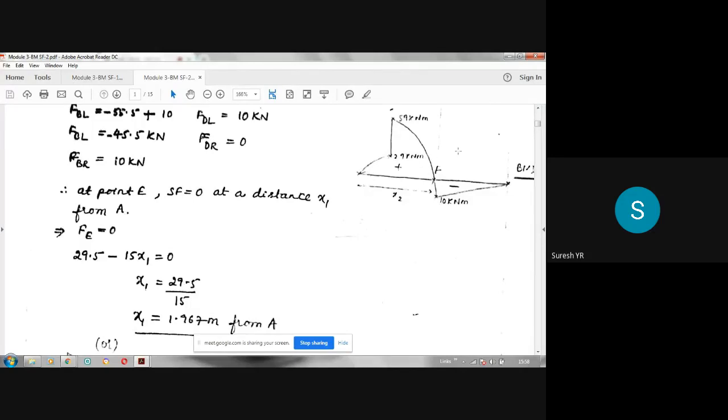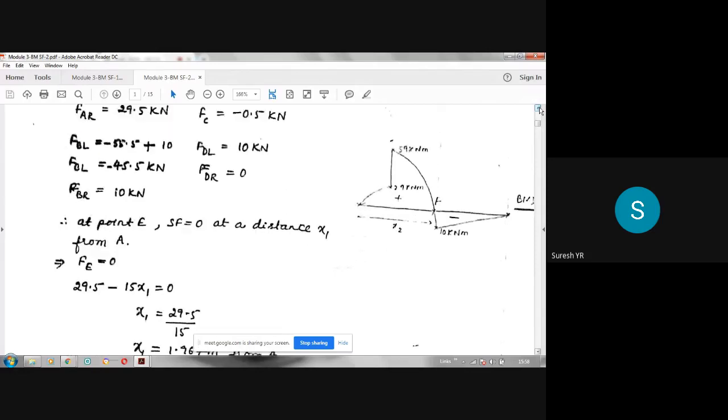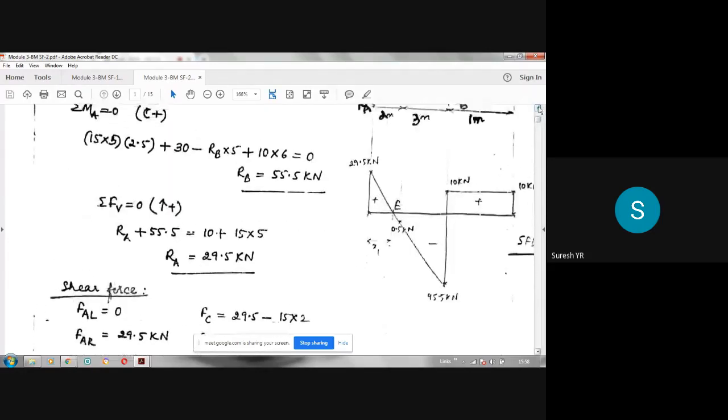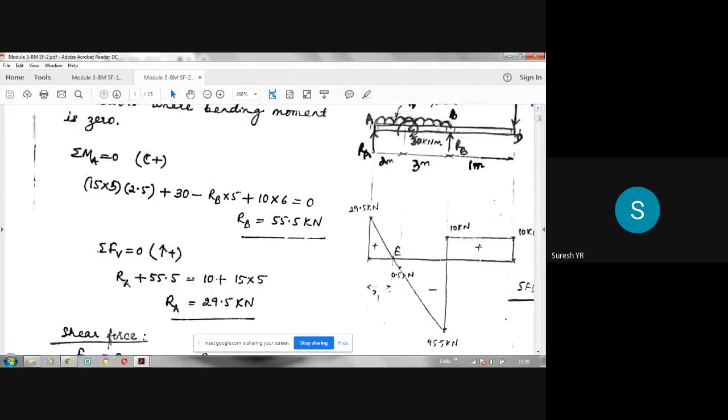So bending moment at F. You can transfer this F onto the beam diagram. It will come somewhere here, just like E. E will be somewhere here, F will be somewhere here. Now let us take this as F.